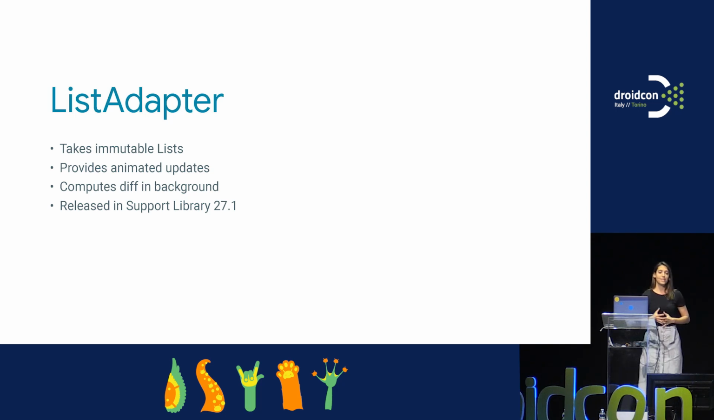First of all, the list adapter takes an immutable list. This means that in this adapter, you won't handle the list at all. You won't be making any changes. And then also, the list adapter provides animated updates. It makes sure that the diff is computed on the background thread. The list adapter has actually been around for quite a while. It was released in support library 27.1.